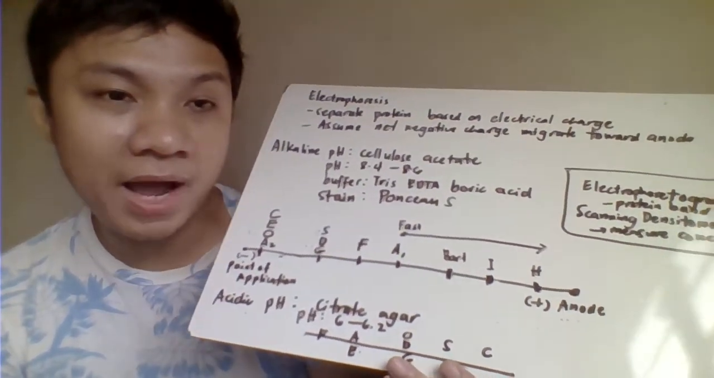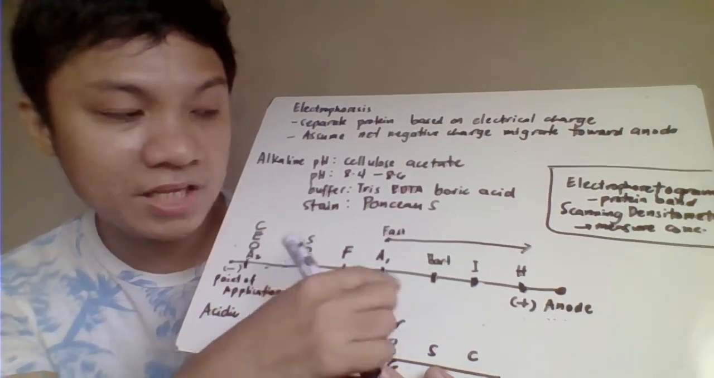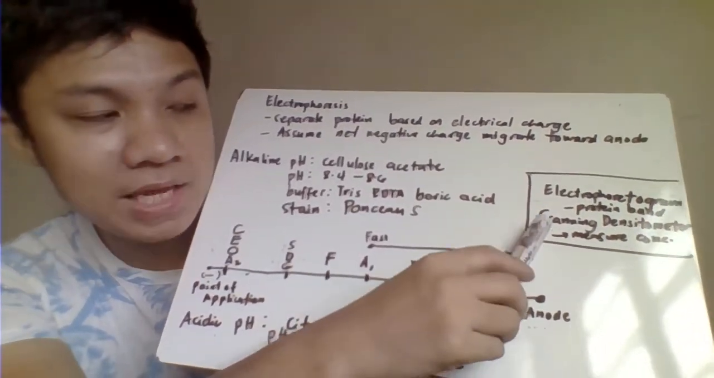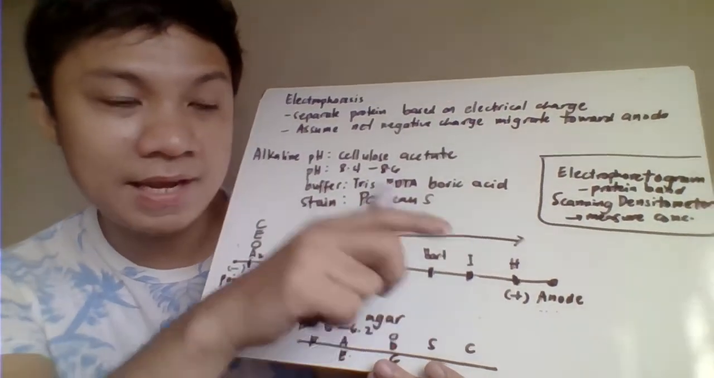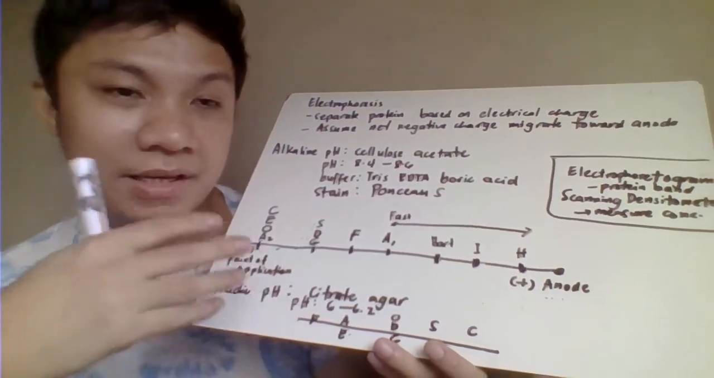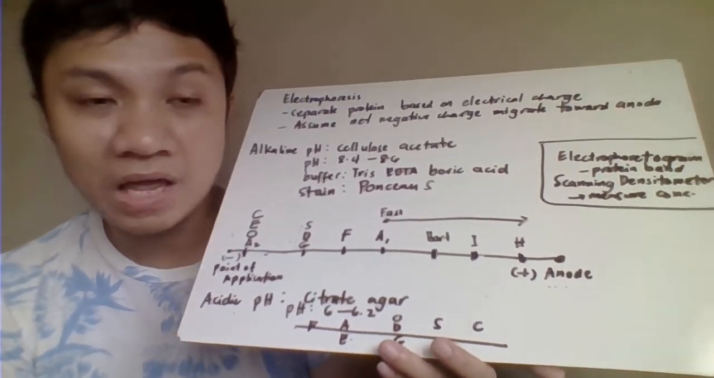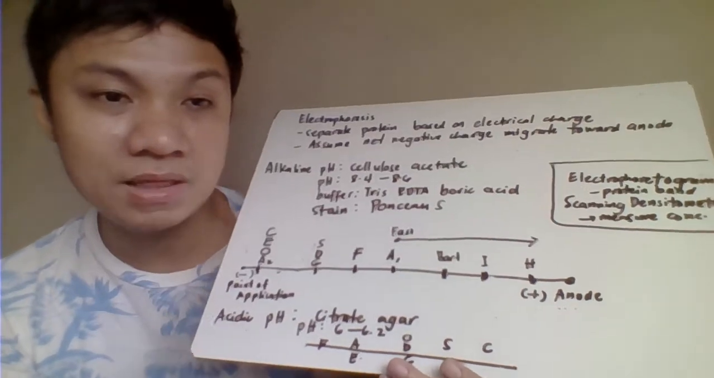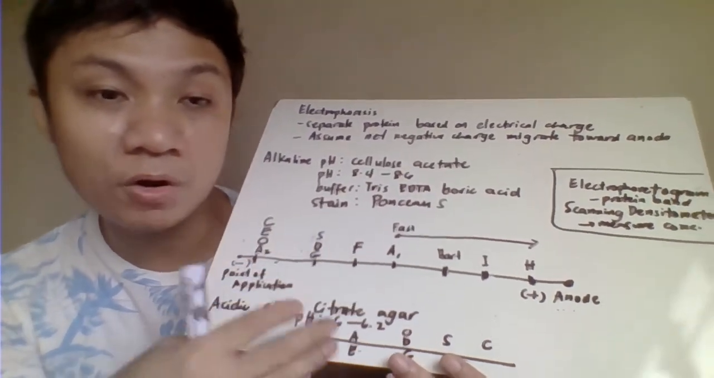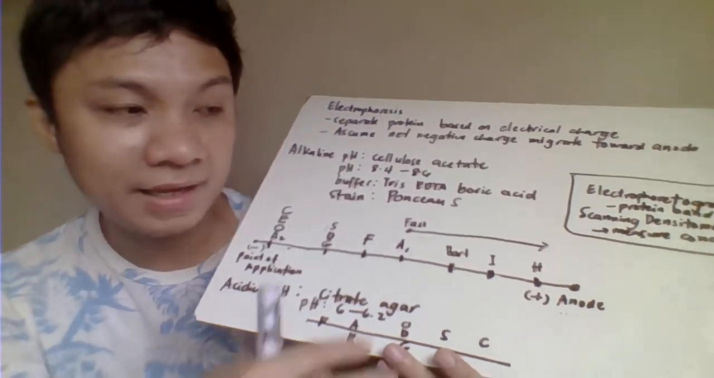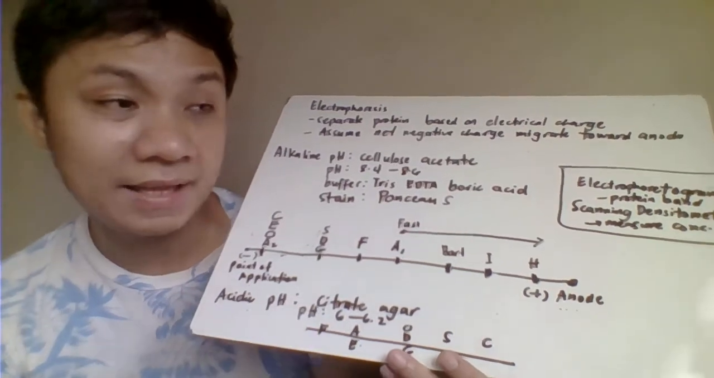Okay, then after that, if you want to measure the concentration of each of these, try to read that with your densitometer. So it will give you a percentage or the concentration of each of your proteins. And that would identify if the patient has an abnormality related to hemoglobin. This would help you identify your hemoglobinopathies, like abnormal hemoglobin H or hemoglobin I, something like that.